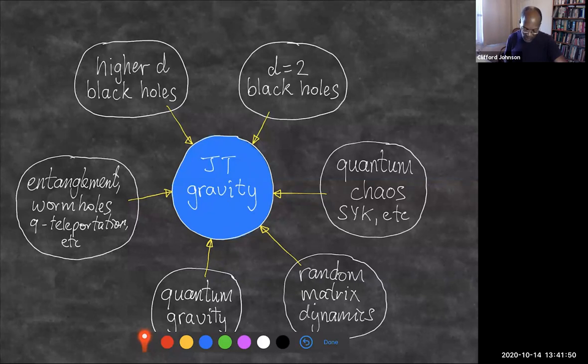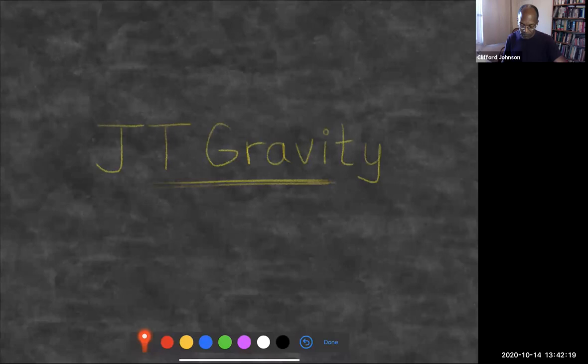It's also, as we'll see, a theory in its own right that's interesting. It's a toy theory of quantum gravity, and that's always exciting when you can make some progress in understanding that. And key to all of that will be our understanding in terms of random matrix dynamics, which in turn has a rich history of connections back to things like quantum chaos. And I'll tell you a little bit about that as well. Okay, so those are the motivations.